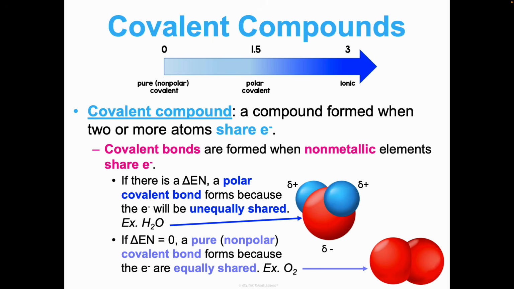Oxygen in nature always exists as O2. Two of them bond together, and two oxygens can't, because they're the same element, they have the same electronegativity. One can't pull more than the other. They pull equally. There's no distribution of charge. There's no unequal sharing. It's totally equal. So it's totally non-polar covalent.